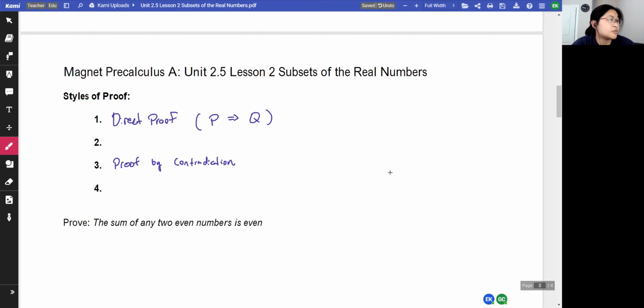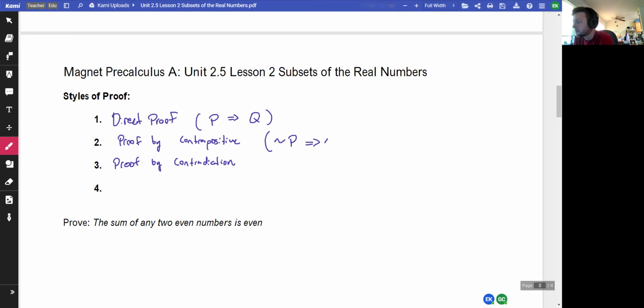Okay. Proof by contrapositive. We're going to use that one before contradiction. What is that one? That one's not Q implies not P. Wait, so talk this one out for me. If I have an if-then statement, P then Q, what does this not Q then not P mean?